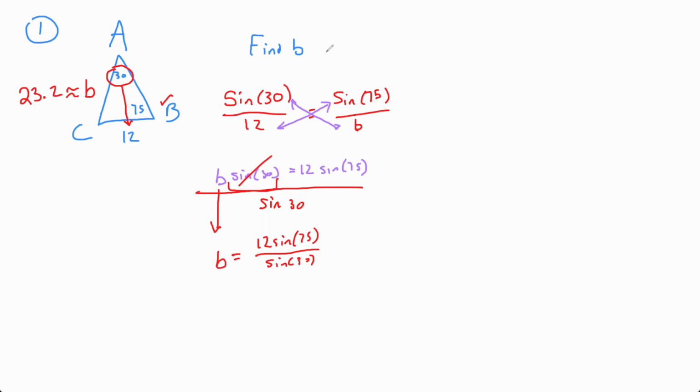And then let's just double check really quickly to make sure that this makes sense. 30 degrees made side length 12. 75 is greater than 30. So the side opposite of 75 should be greater than the side length opposite of 30. And 23.2 is certainly greater than.